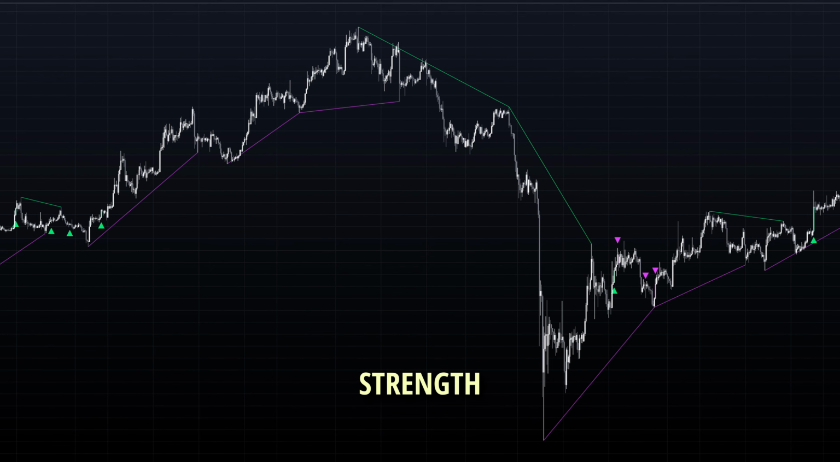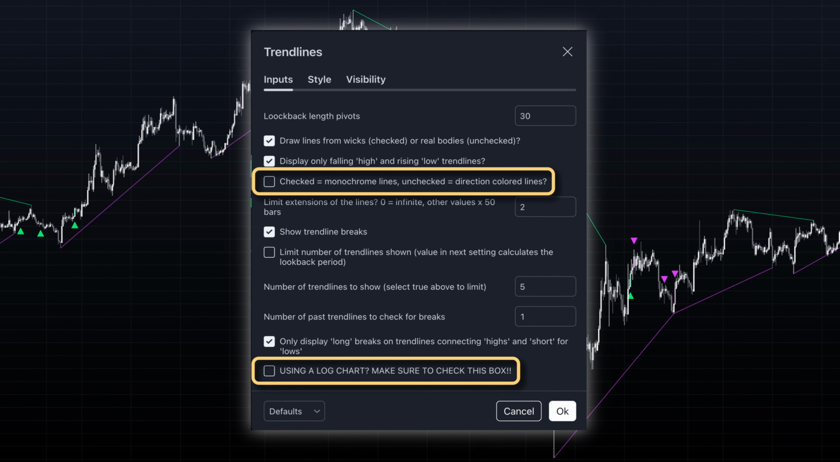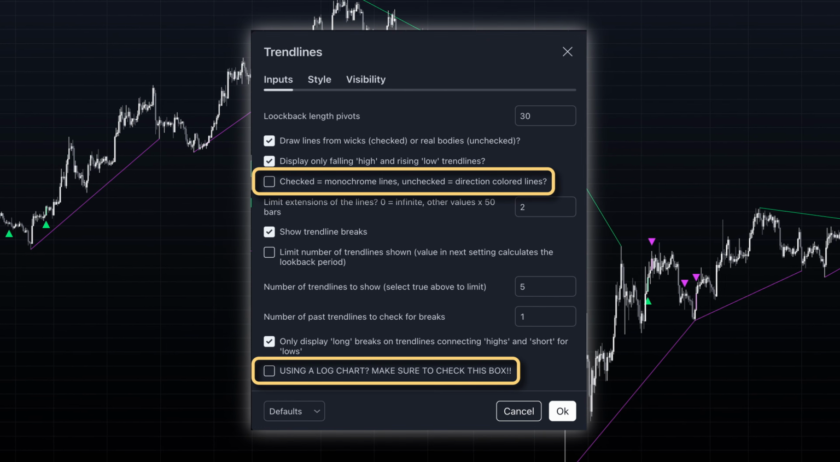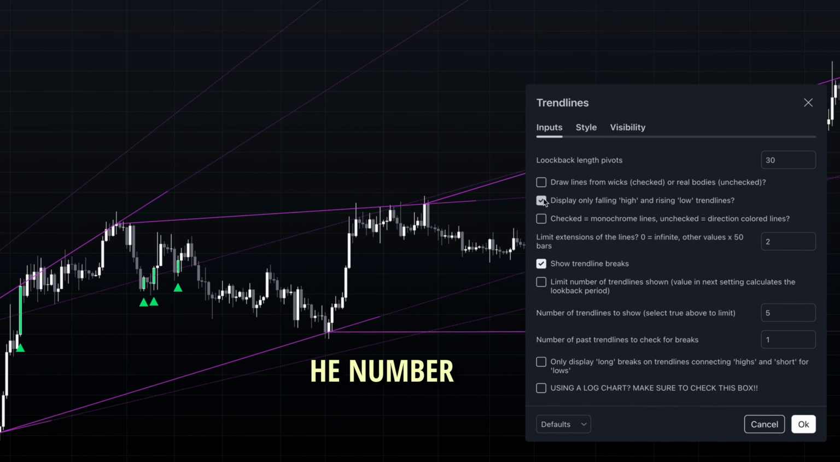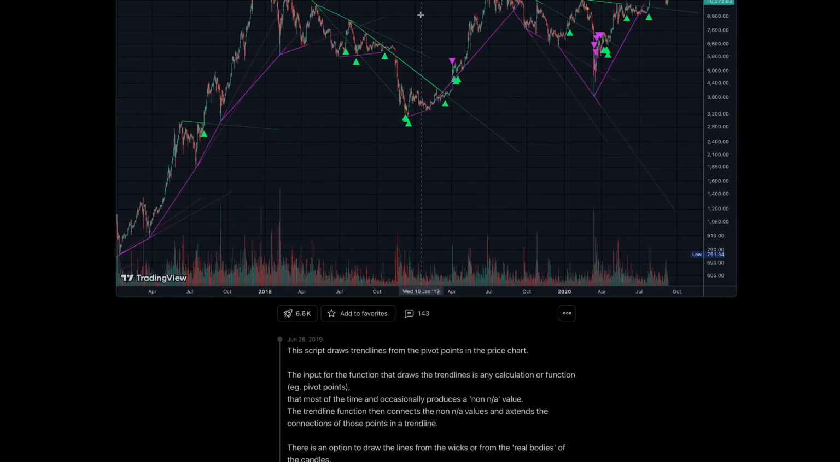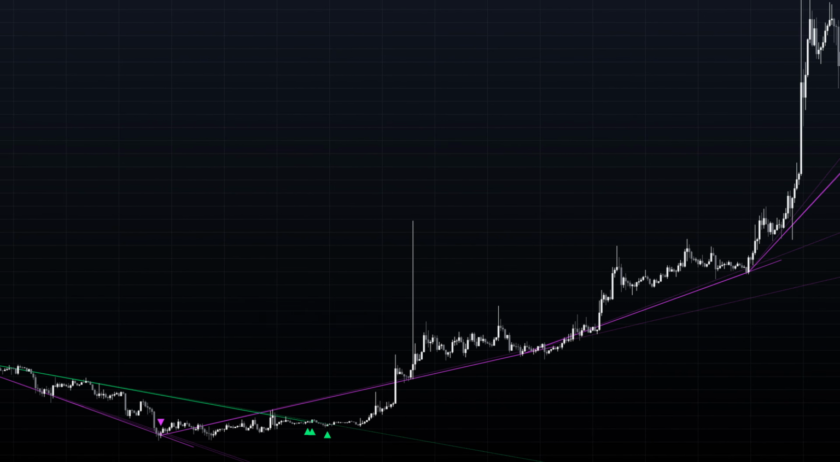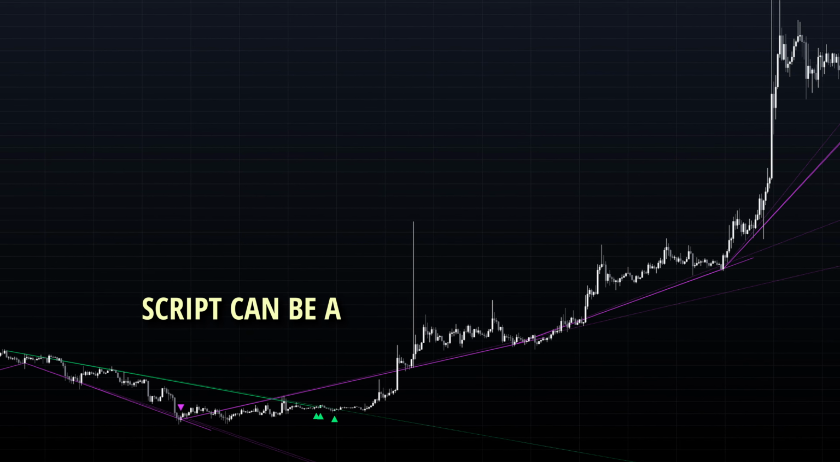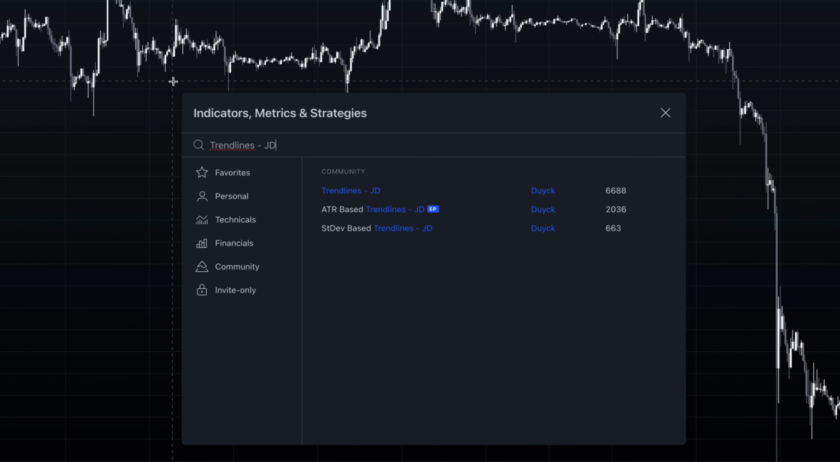Customization is another key strength. The indicator supports logarithmic charts, and traders can choose to display trend lines in monochrome or color. To keep charts clean and manageable, it includes an option to limit the number of visible trend lines, addressing the common issue of cluttered screens. Frequent updates ensure the script remains reliable. Whether you analyze pivot points or need custom alerts, this script can be a valuable addition to your trading setup. It's called Trendlines, JD by Doik.